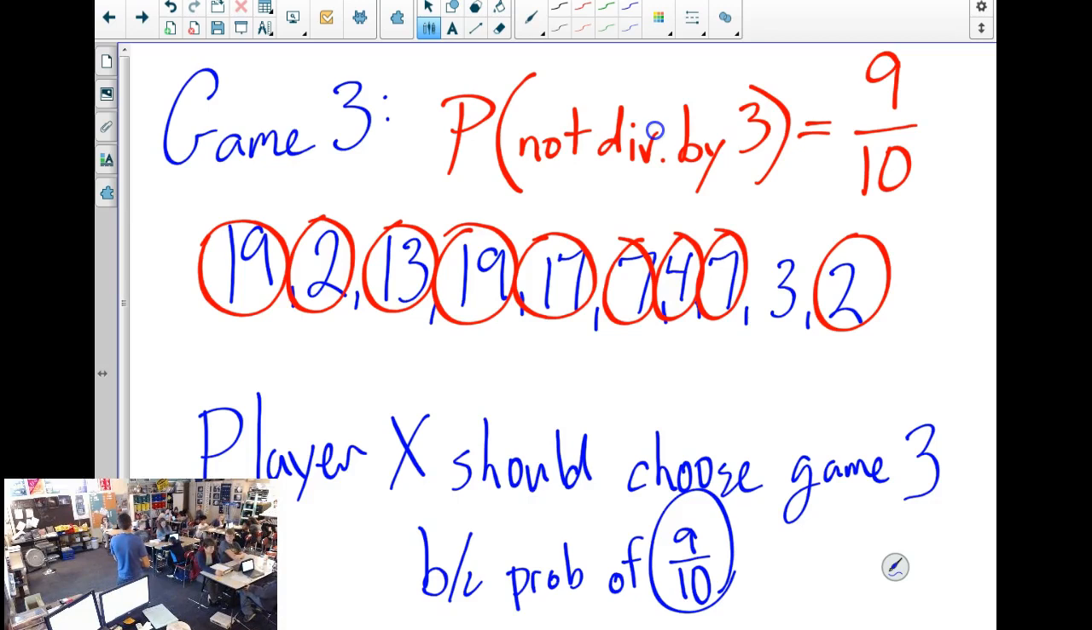17 cannot. 18 can. I circled things that are not divisible by 3. We're looking for what wins. And the win happens when you're not divisible by 3.